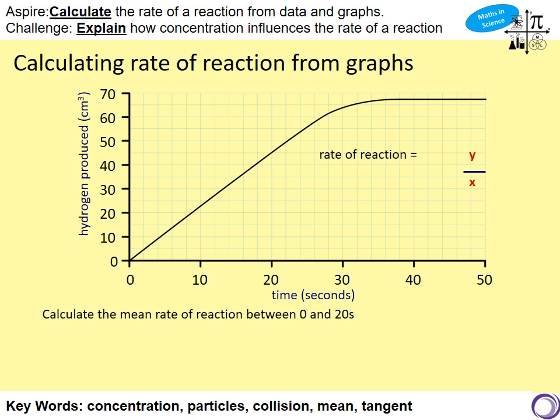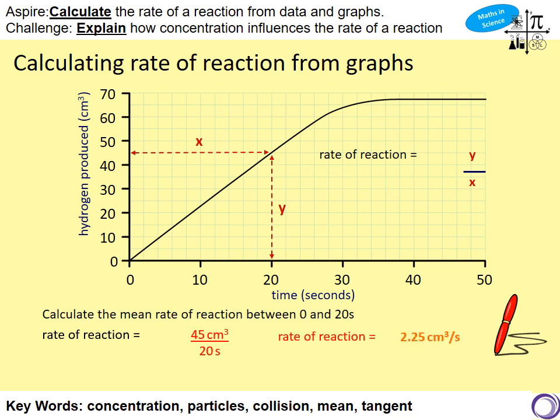Right then. Let's have a look at the answers. So, if we look at y, y goes from 0 to 45. X goes from 0 to 20. So if you put those into the equation, we end up with 45 centimetres cubed divided by 20 seconds. That gives us a rate of reaction of 2.25 centimetres cubed per second. And again, if you remember the units, give yourself a bonus mark.